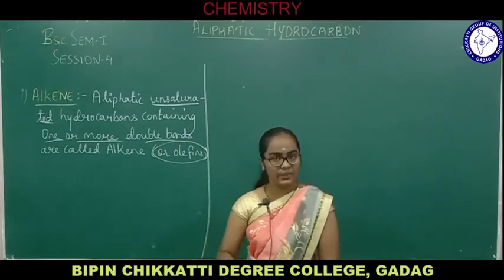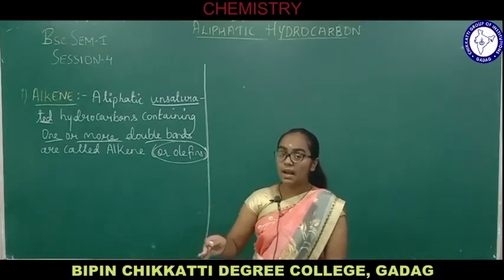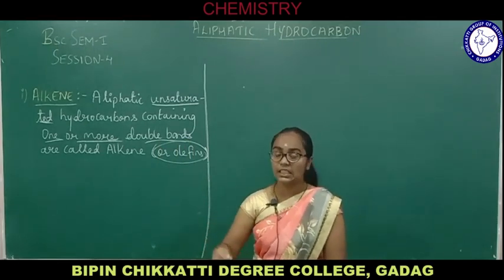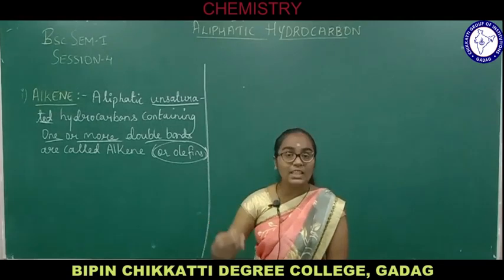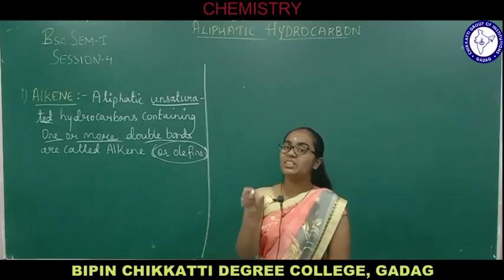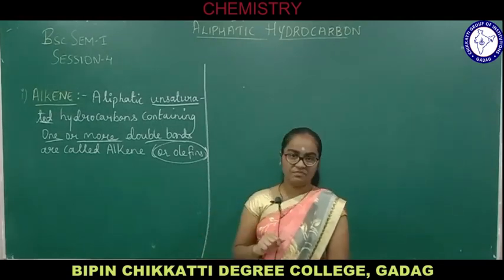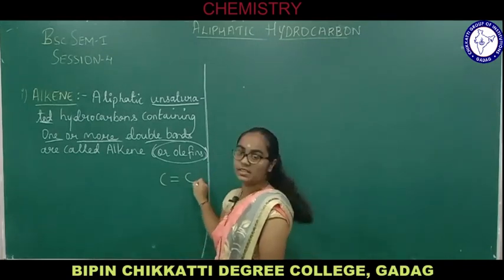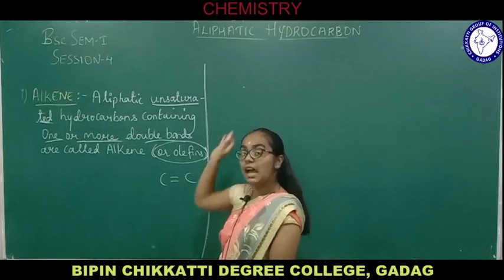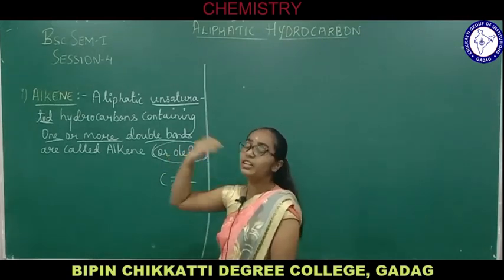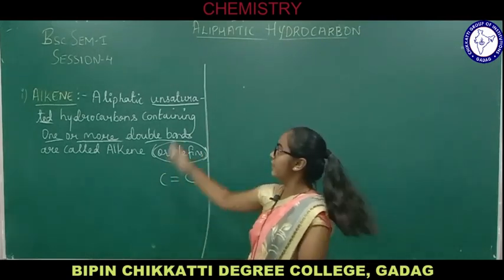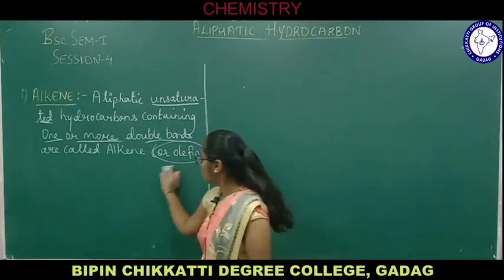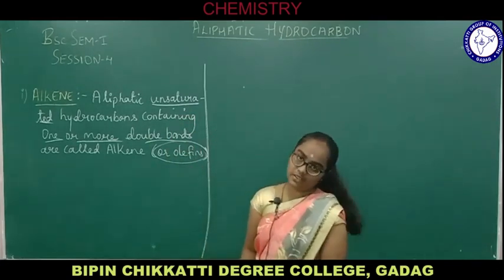Alkenes are aliphatic hydrocarbons, but they are unsaturated aliphatic hydrocarbons containing one or more than one double bond between the carbon atoms in the skeletal structure. Right? So here the double bond will be present between the carbon-carbon atoms, whereas in alkane a single bond was there. That's why alkane was saturated, whereas this is unsaturated. So alkenes are also called olefins.